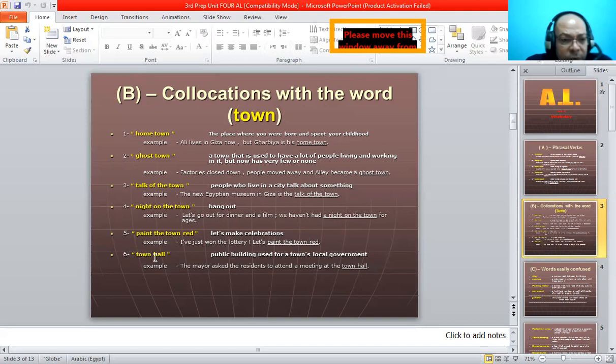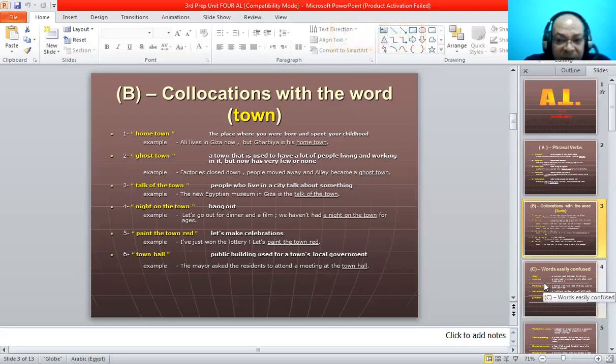Number 6, town hall. قاعة المدينة. Public building used for a town's local government. Example, the mayor العمدة asked the residents, طلب من السكان to attend ان هم يحضروا a meeting at the town hall. يبقى town hall يبقى عندي هنا ايه؟ كلمة meeting اخلي بالي منها.